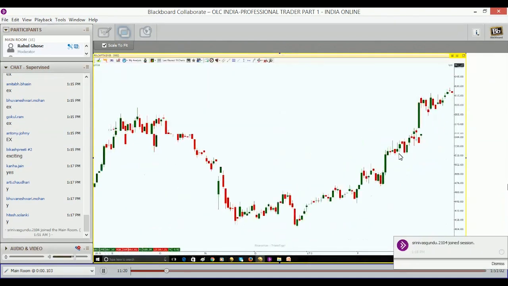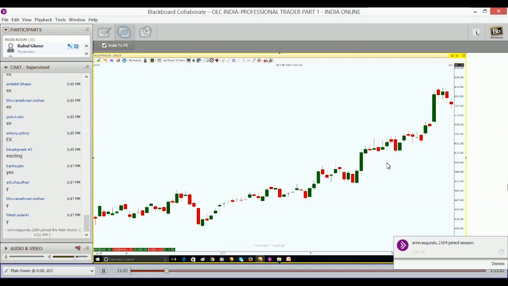Let's look at Reliance Capital over here, friends. I am looking to mark a demand zone in Reliance Capital. Step number one, I start with my current market price.